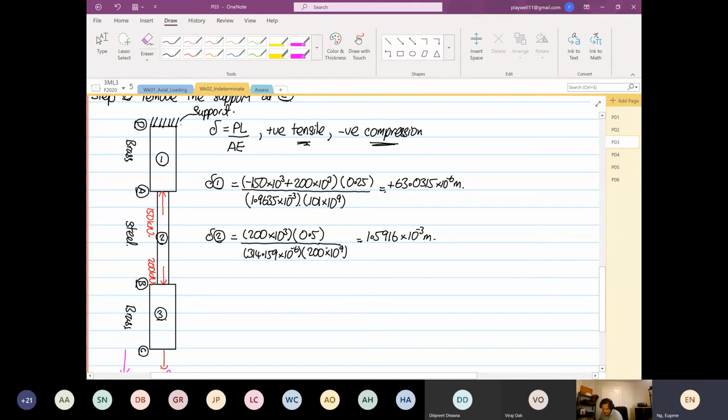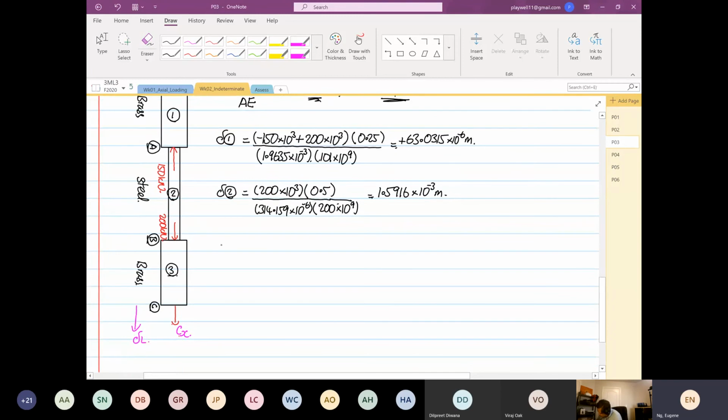And then finally, the deflection at section 3. Section 3 is not going to see anything at all, so it's equal to 0. I'll write this out for you guys. Multiply by 0.25, divide by 1.9635 times 10 to the power minus 3, and then multiply by 101, because it is made of brass. So this will be equal to 0 meters.